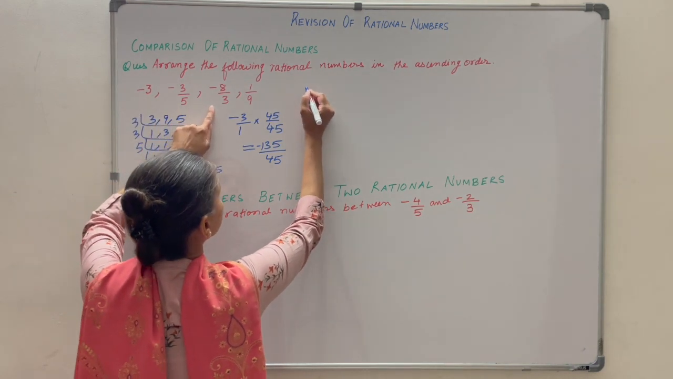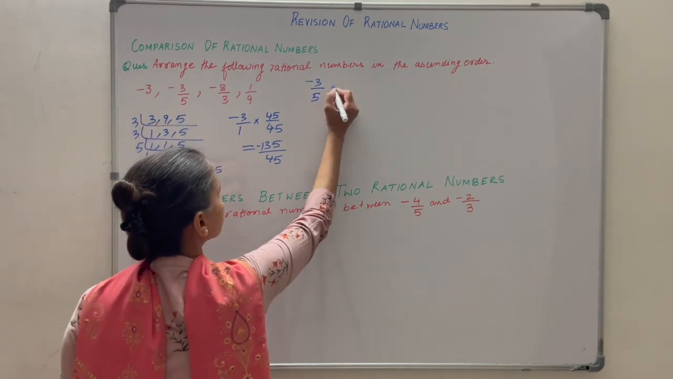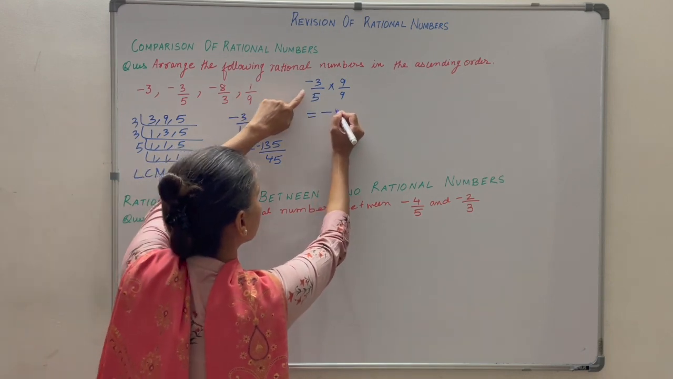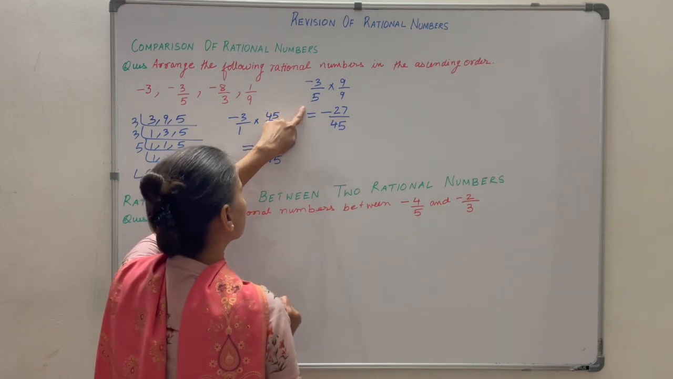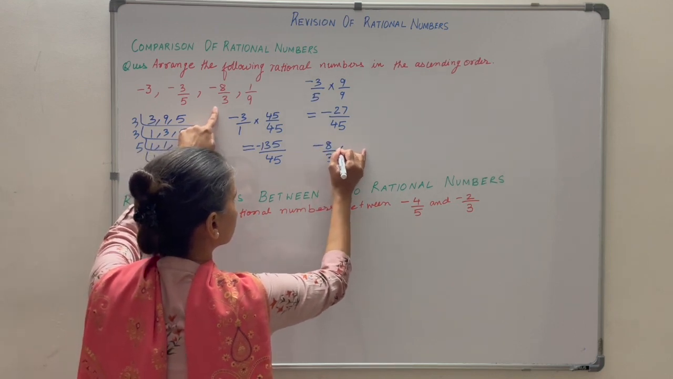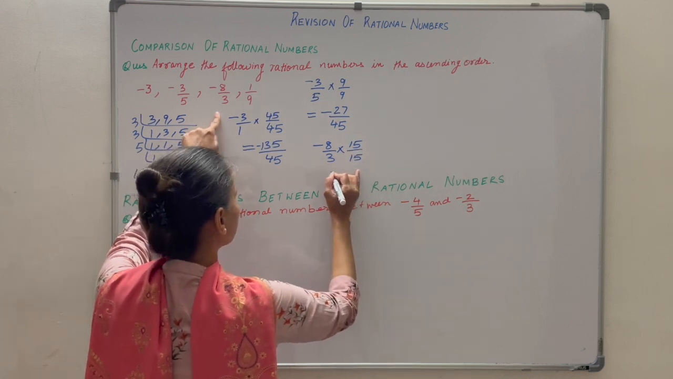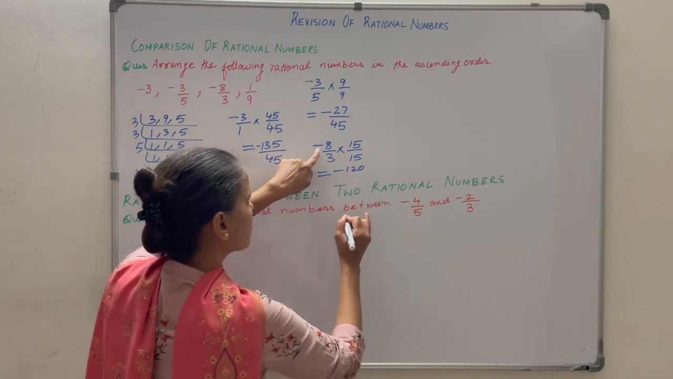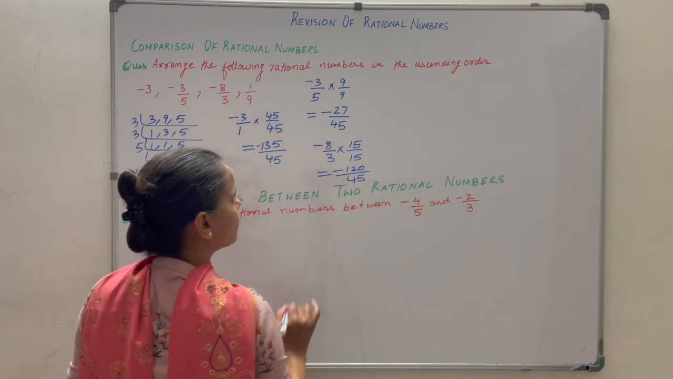Next number is minus 3 upon 5. Here you have to multiply both numerator and denominator by 9. When you multiply both numerator and denominator by 9, you get minus 27 in the numerator and 45 in the denominator. Then what do you have? Minus 8 upon 3. Here you have to multiply both numerator and denominator by 15. So when you multiply, here you get minus 120 in the numerator. Minus into plus is minus. 15 into 8 is 120. And here the denominator is 45.